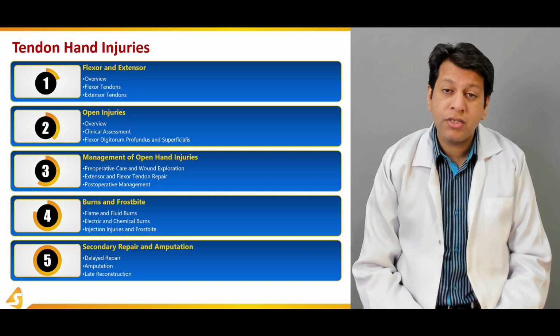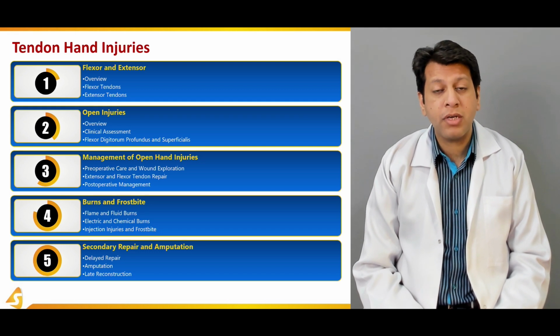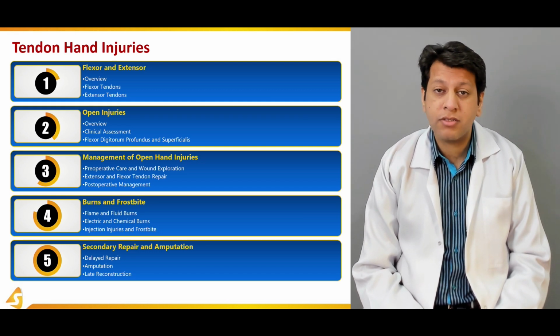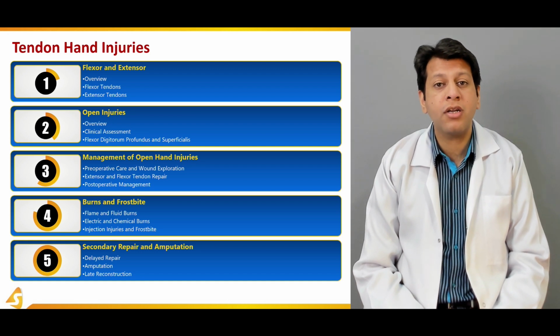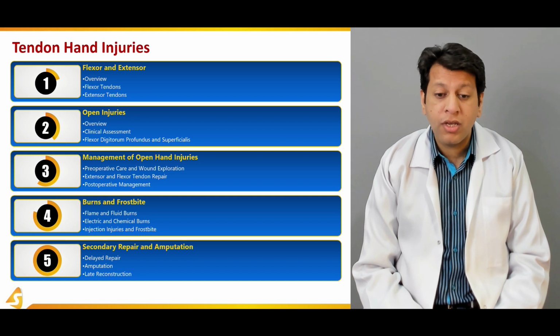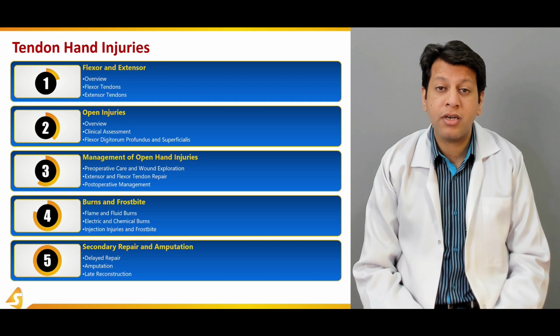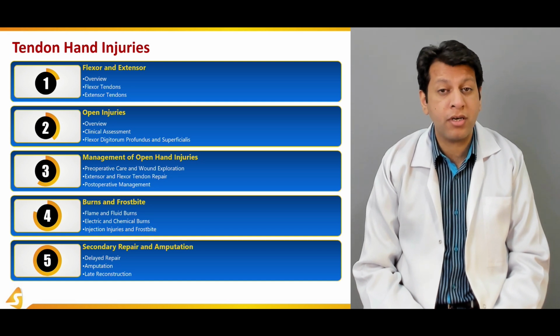As you know, not all tendons can be repaired adequately primarily, therefore sometimes some tendons have to be repaired either in a two-stage procedure or there has to be a secondary repair once the wound heals. We'll be briefly touching on the delayed repair as well as the amputation and late reconstruction, including the reimplantation as well.